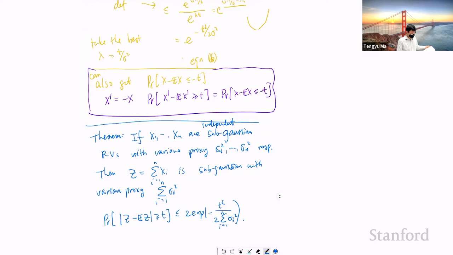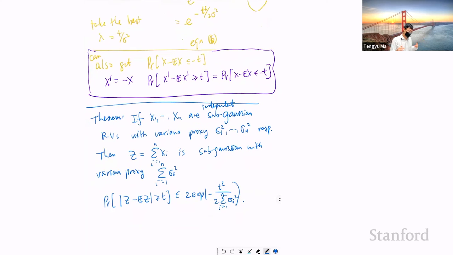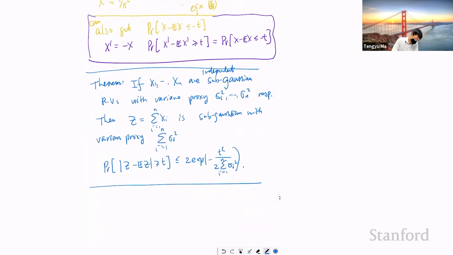But before proving this statement, let me give you some examples of what random variables are sub-Gaussian. Basically, the applicability of this theorem depends on whether you can show each of the Xi is sub-Gaussian. If you can show each of the Xi is sub-Gaussian with very good parameters sigma i, then this theorem applies, and you get a pretty good bound for the sum of them. So what random variables are sub-Gaussian? So there are some examples here.